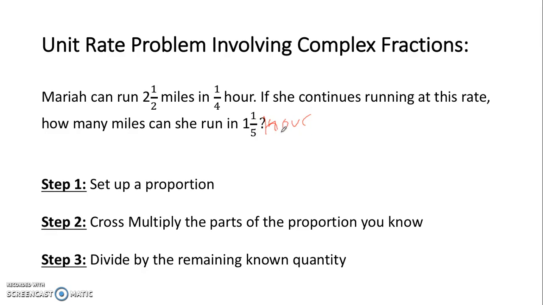So we have 3 steps, and I want you to write down all of this, so you will need to pause this. Step 1 is to set up the proportion. Step 2 is to cross multiply the parts of the proportion that you know. And step 3 is divide by the remaining known quantity. So let's look at this step by step.